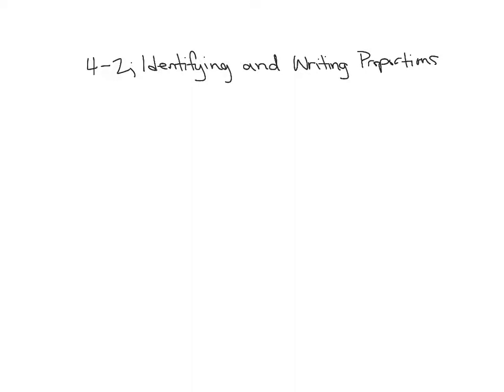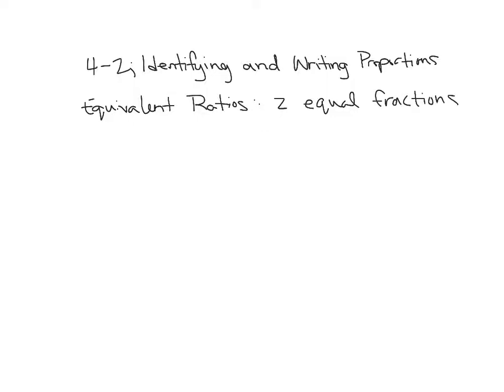Today we're talking about identifying and writing proportions. The first word we've got is equivalent ratios. Equivalent means equal, so we're going to say two equal fractions, but they're not the same exact fraction. So it might be like 1/2 equals 2/4, because if you simplify 2/4, you get 1/2.